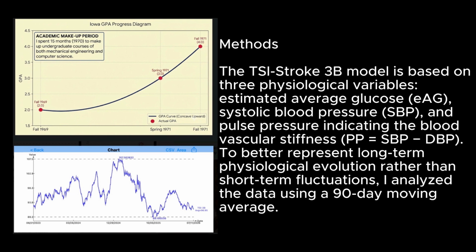Method's TSI-Stroke3B model is based on three physiological variables: estimated average glucose (eAG), systolic blood pressure (SBP), and pulse pressure (PP), indicating the blood vascular stiffness, where PP equals SBP/DBP, to better represent long-term physiological evolution rather than short-term fluctuations. I analyzed the data using a 90-day moving average.